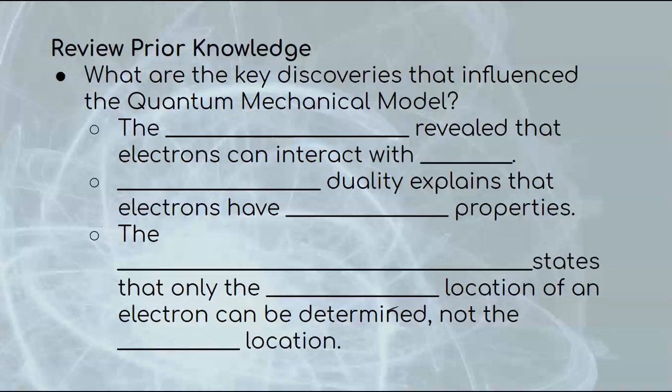All right, so let's review some prior knowledge. What are the key discoveries that influence the quantum mechanical model? We've been going over the quantum mechanical model for the past few days, and the whole point of it is to get us set up for electron configurations. So our first key discovery is the photoelectric effect. The photoelectric effect revealed that electrons can interact with light. Our second key discovery is wave-particle duality. Wave-particle duality explains that electrons have wave-like properties.